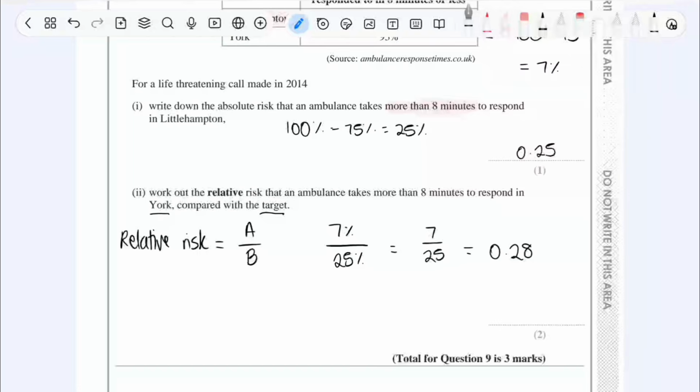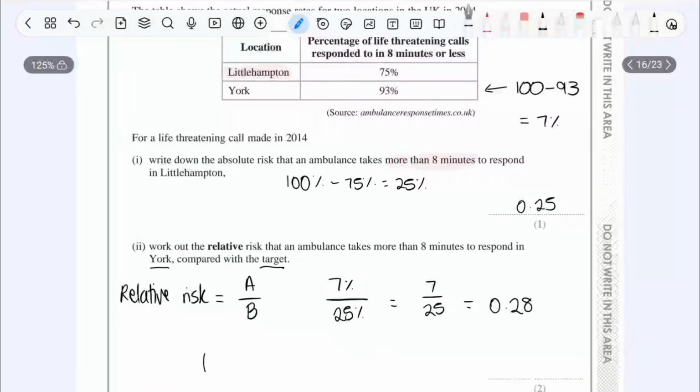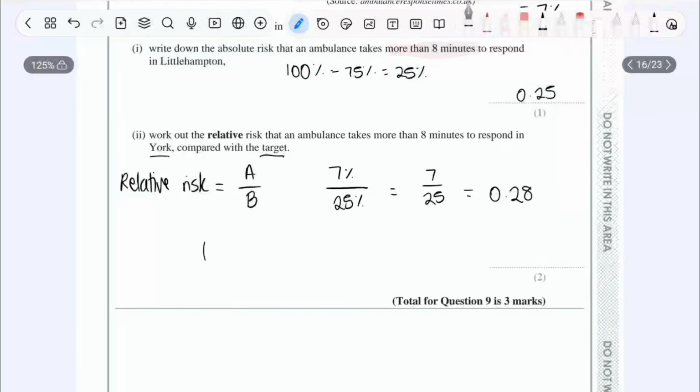Now if the relative risk was equal to 1, you'd say that they're roughly the same, like the risk is going to be the same wherever you are in the country. If it's greater than 1, then the risk in being in York of having a late ambulance is going to be higher, but because you're looking at York compared to the country and it's less than 1, it's going to be a lower risk, which makes sense because York's quite good. Look, they've got a 93% response rate. So that's the answer, 7 over 25.